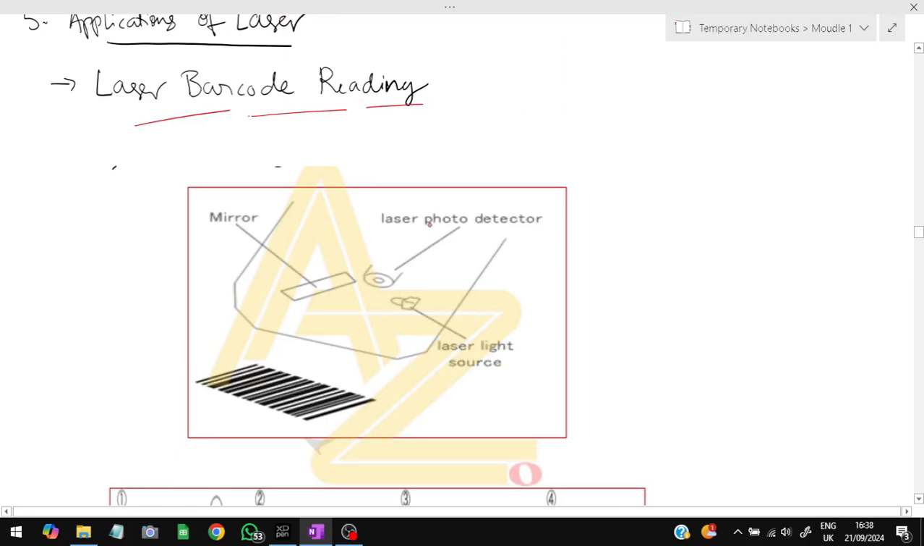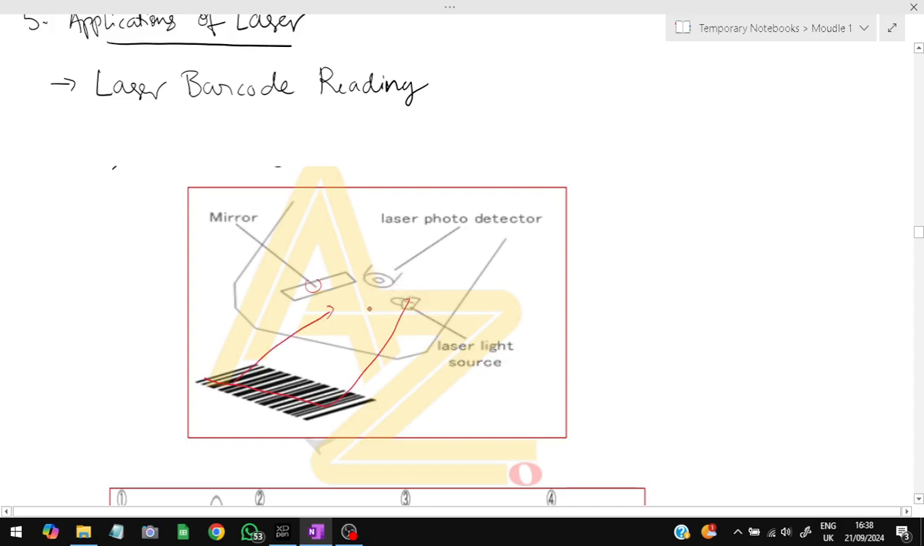When we go to the market and purchase something, we see the scanner there, right? It will be scanning the barcode. How does it work? There is a mirror attached here, and the laser photodetector is present here, and the laser will be given from here. So the laser will hit all of these spots, and it will reflect back by using the mirror.